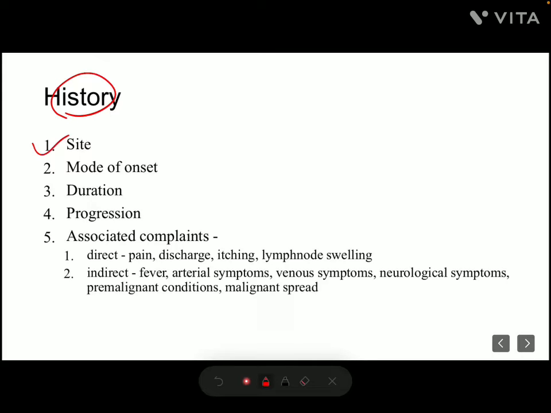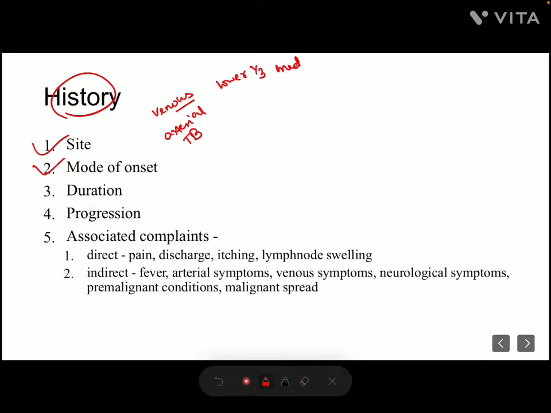Certain types of ulcers are more likely to occur at certain locations. For example, venous ulcers are more likely to occur at the lower one third of the leg, especially on the medial aspect of the leg. Arterial ulcers are more likely to occur at extremities, and tuberculous ulcers are more likely to occur at places where tuberculous lymphadenopathy is more common, like the neck, axilla, and groin. We'll look at it further in detail later in the section.